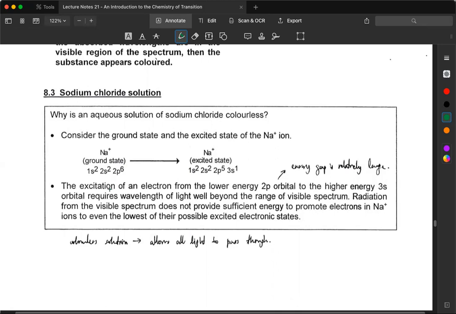The radiation from the visible spectrum does not provide sufficient energy to promote electrons in the Na+ ion to even the lowest of these possible excited electronic states. Cannot.